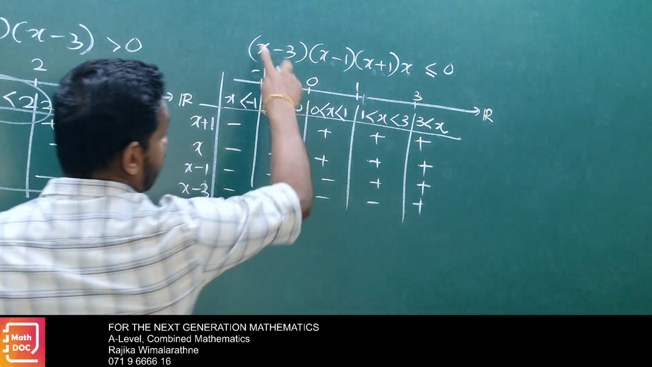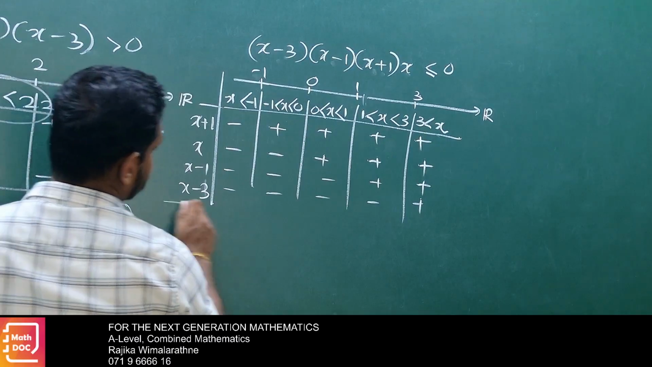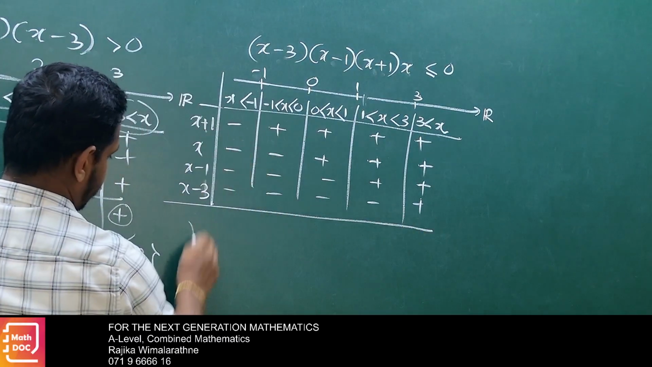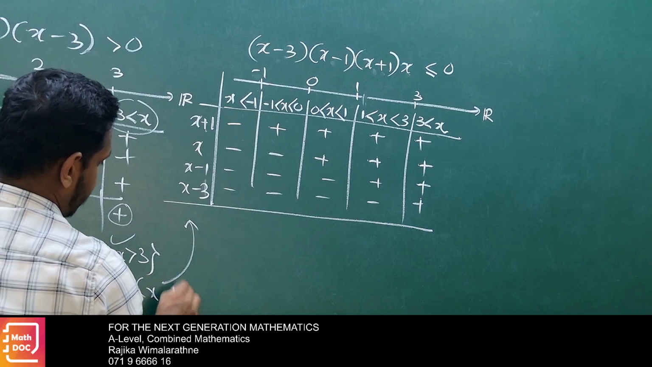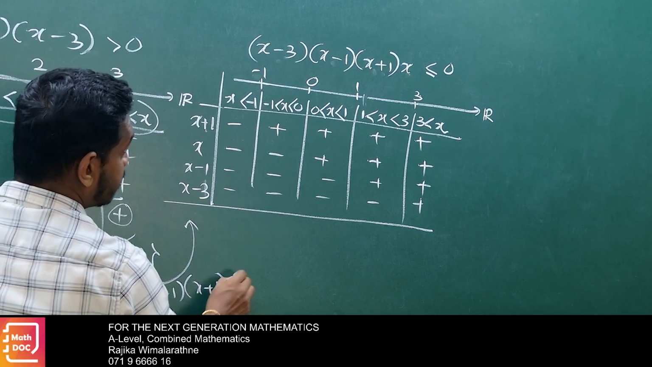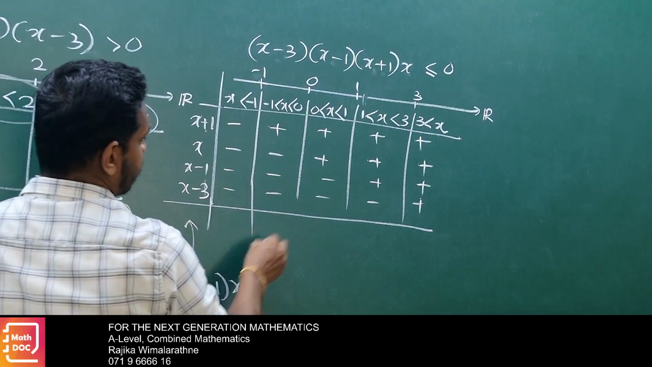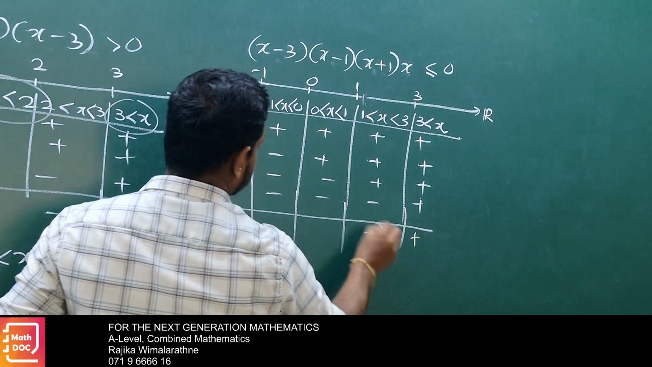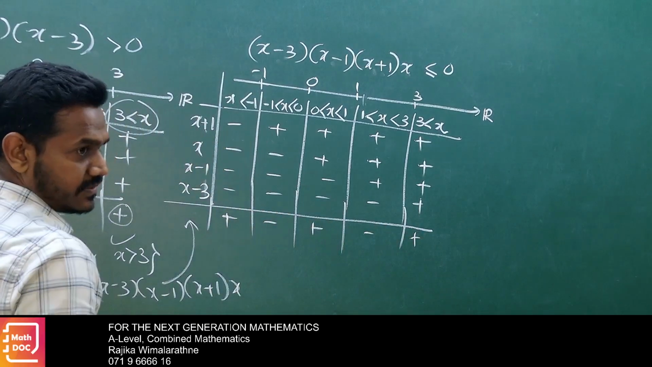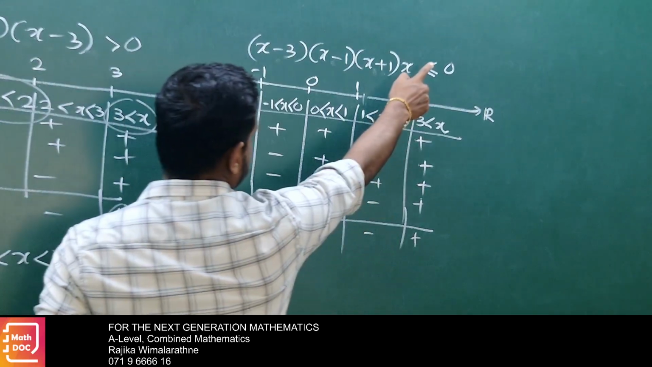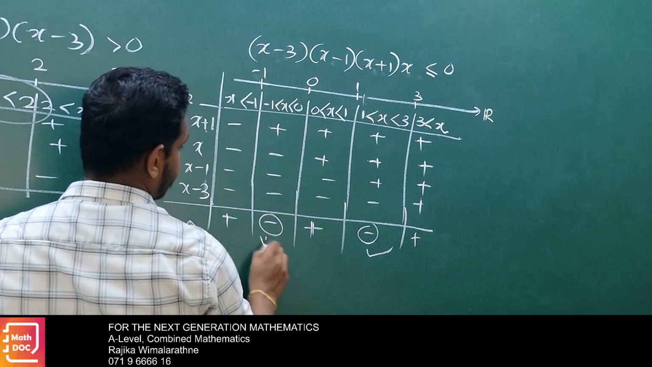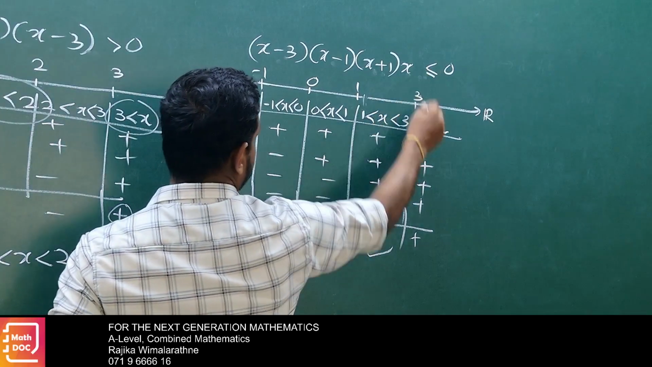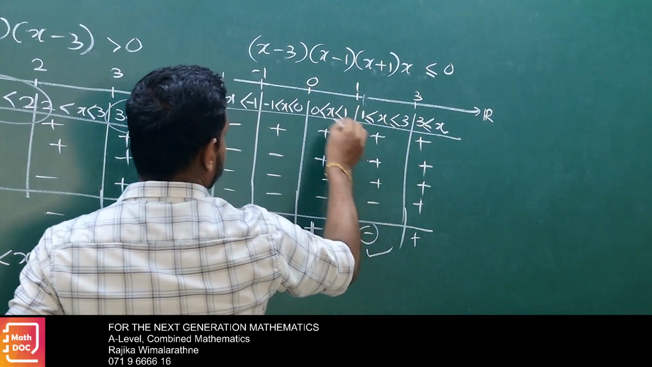So anyway, thereafter we have to multiply every factor here. We have to multiply x minus 3, x minus 1, x plus 1, and x. So when you multiply, here plus, minus, plus, minus, plus. Then finally the negative regions, here and here. We have 2 regions, and further we have equality. Put equality here.